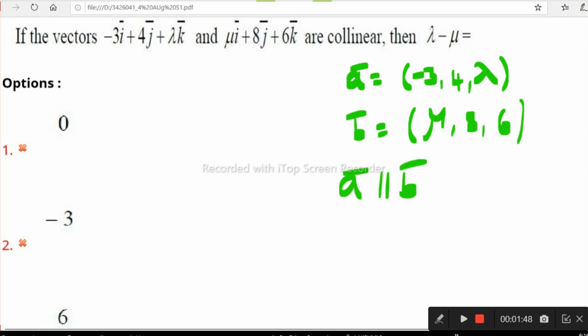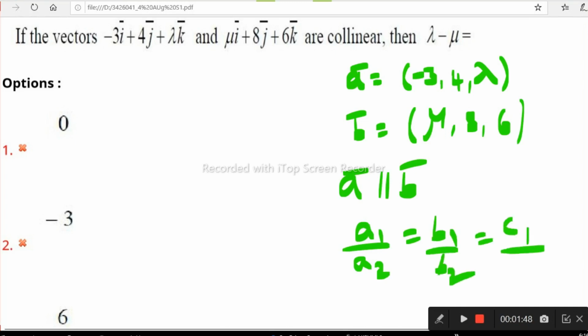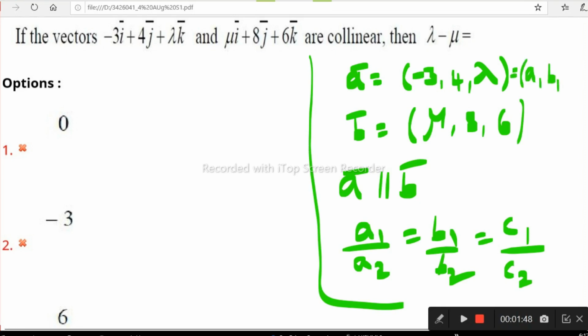Collinear to B, there is a condition for that: A1 by A2 is equal to B1 by B2 is equal to C1 by C2. We have to use this condition. That is the condition we can use when the vectors are collinear or parallel. We can think of the given vectors' coordinates as A1, B1, C1 and A2, B2, C2. That means the first vector coordinates we take as A1, B1, C1, and the second vector coordinates as A2, B2, C2. So we can use this ratio equality. That is the condition for collinearity, when the vectors are linear combinations of i, j, k.